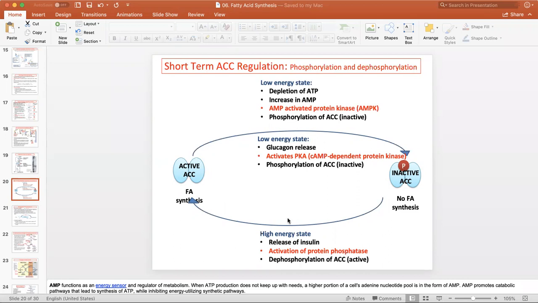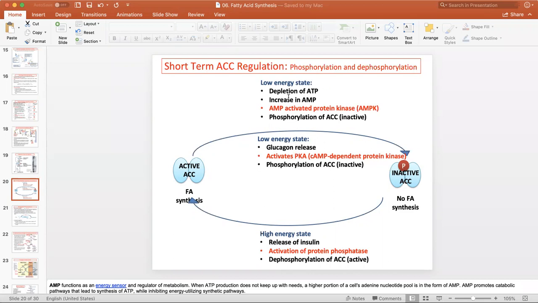On the other hand, we have glucagon and we know glucagon will inhibit this step, right? How does it inhibit? We know that the phosphorylated acetyl-CoA carboxylase is inactive. So it will somehow try to phosphorylate this acetyl-CoA carboxylase to make it inactive. And this is done with the help of protein kinase, cAMP-dependent protein kinase A. So it will phosphorylate the acetyl-CoA carboxylase to make it inactive. So this is for your glucagon release.